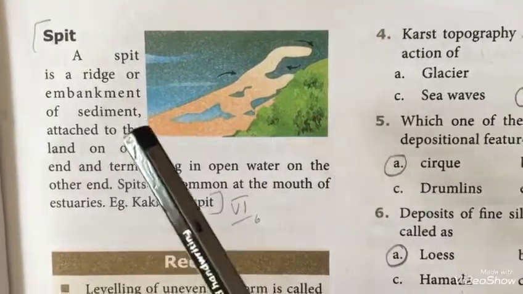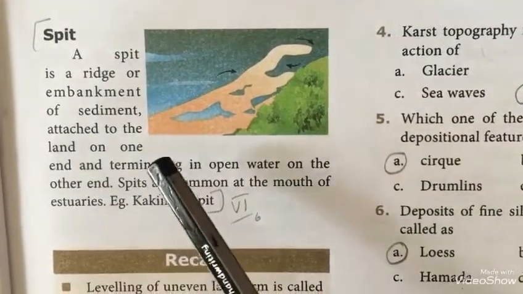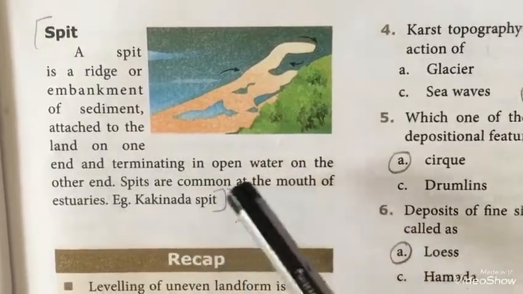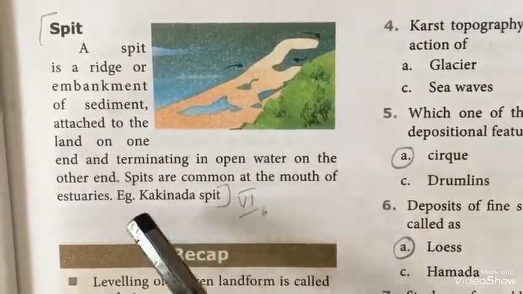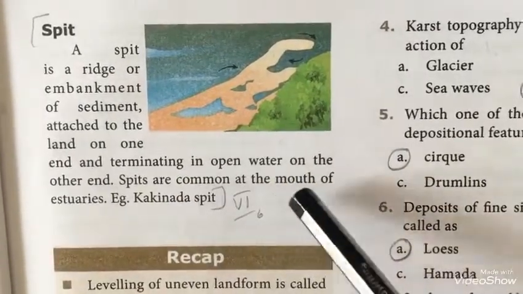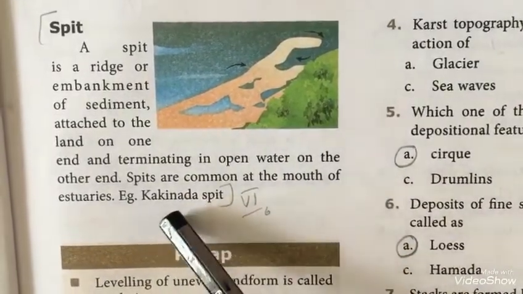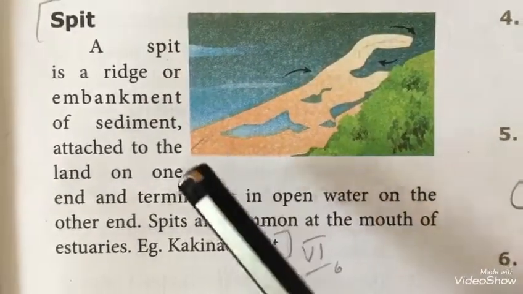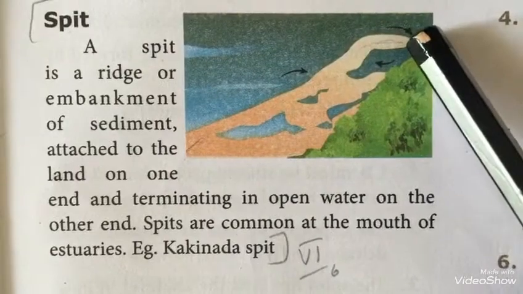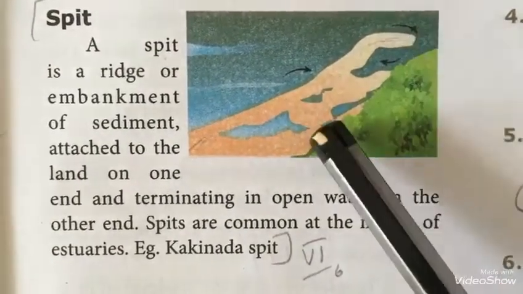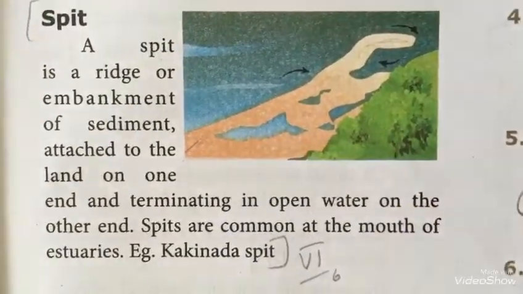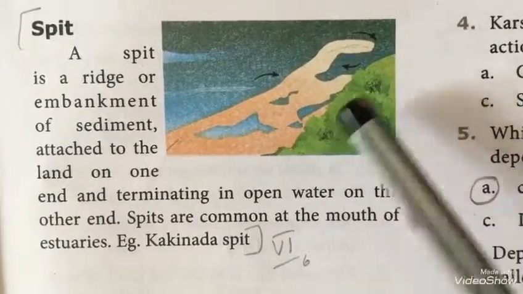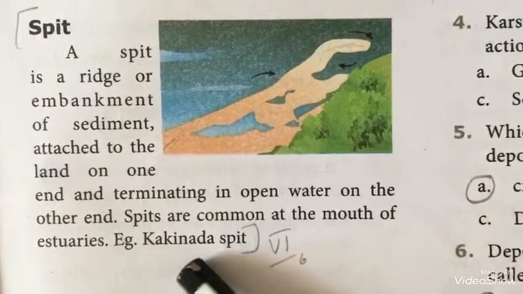Spit. A spit is a ridge or embankment of sediment attached to the land on one end and terminating in open water on the other end. Spits are common at the mouth of estuaries, for example, Kakinada Spit. Sediments are deposited from the land to the seashore, so it forms a ridge. This is known as spit. This type of spit can be seen in the mouth of an estuary. For example, Kakinada Spit.